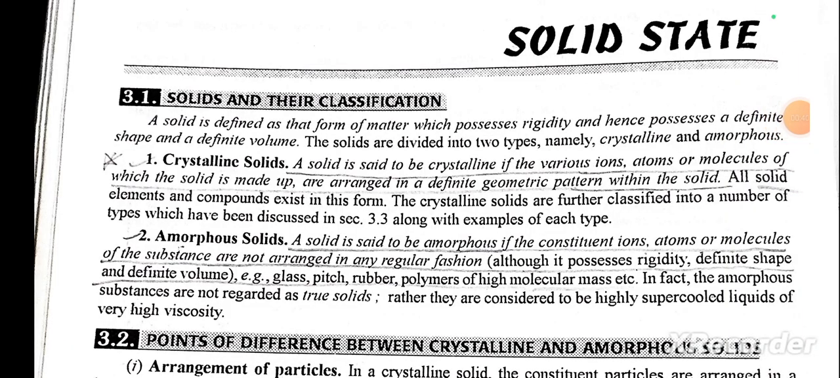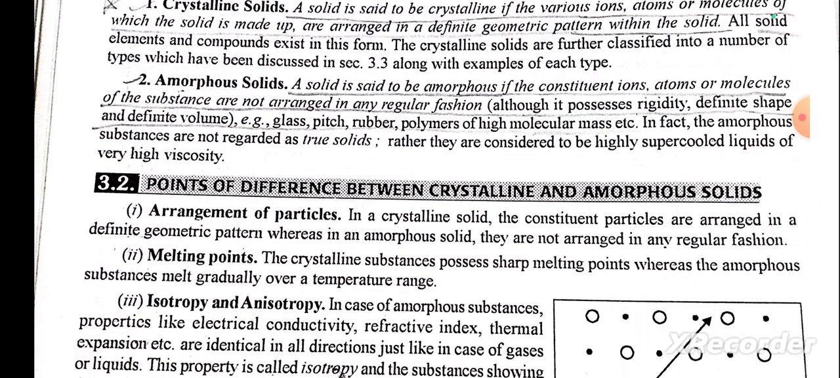All the solid elements and compounds exist in this form, and crystalline solids are further classified into a number of types, which are discussed in section 3.23 along with an example of each type. Amorphous solid: a solid is said to be amorphous if the constituent ions, atoms, and molecules of the substance are not arranged in any regular fashion.